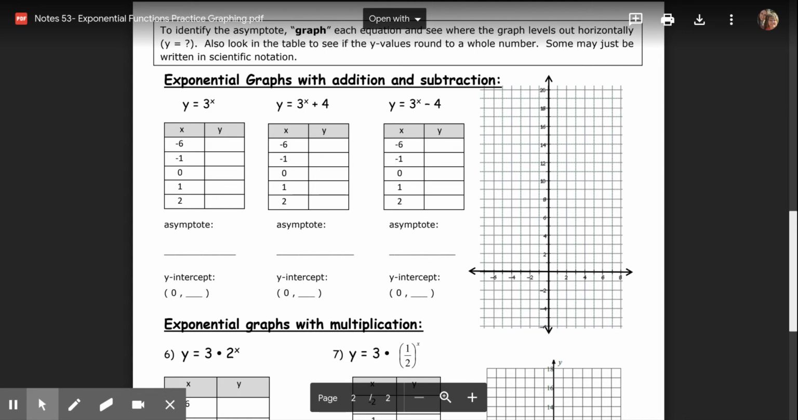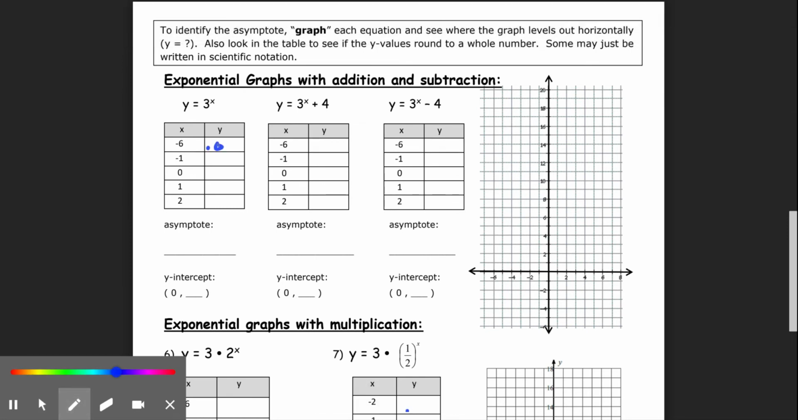So it's like y equals some number. So asymptote is where the graph levels out horizontally. Also look in the table to see if the y values round to a whole number. Some may just be written in scientific notation. So we can put this in your calculator, y equals 3 raised to the x power. And this will give you a point, 0.001. To the negative first will be a 0.3 repeating. To the 0 power is 1, 3, and then we have 9.